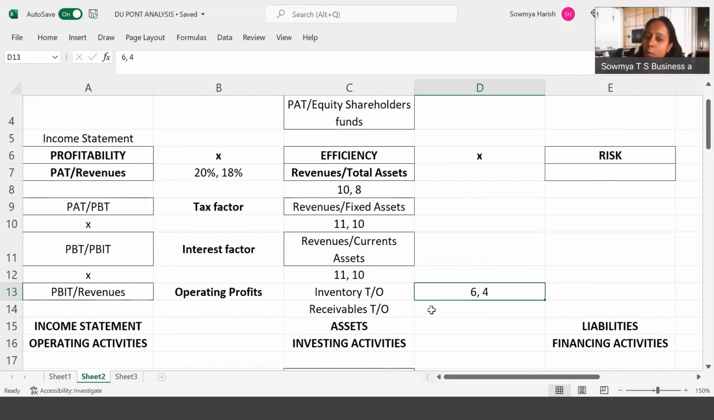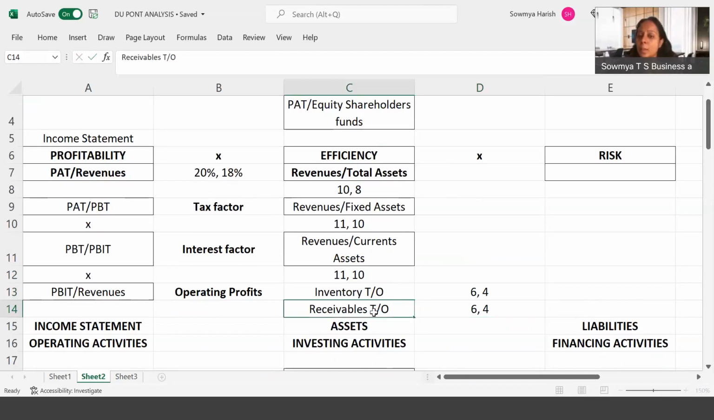Then coming to receivables turnover, think that receivables turnover was 6 and 4 again. What do we understand by a receivables turnover of 6 for the previous year? It means the credit period given by the firm to the customers was 2 months. So 2 months credit was given in the previous year. This year 3 months credit was given. That is, the firm's money was blocked with the customers for 2 months in the previous year, but for the current year, it is getting blocked for 3 months. So it is a cause of concern.